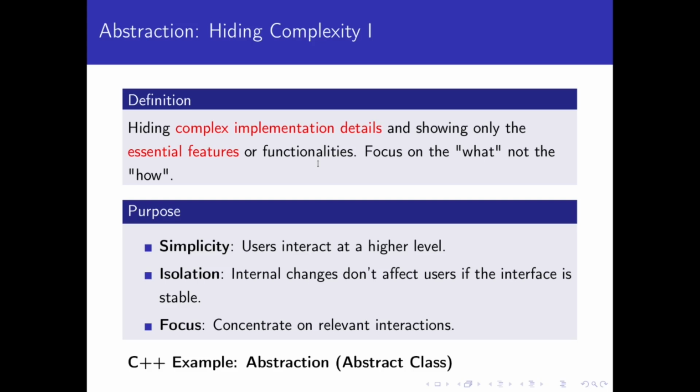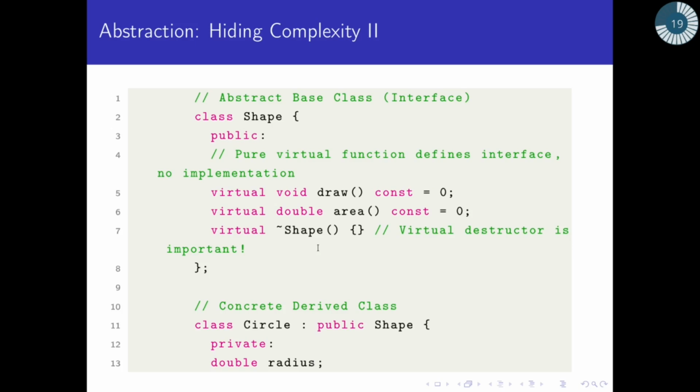Let's look at abstraction. Abstraction means hiding complex information details and showing only the essential features. Focus on the what, not the how. Let's see the purpose. For simplicity, users interact at a higher level. For isolation, internal changes don't affect users of the interface. You can focus on what you can see. I'm going to demonstrate a sample of this.